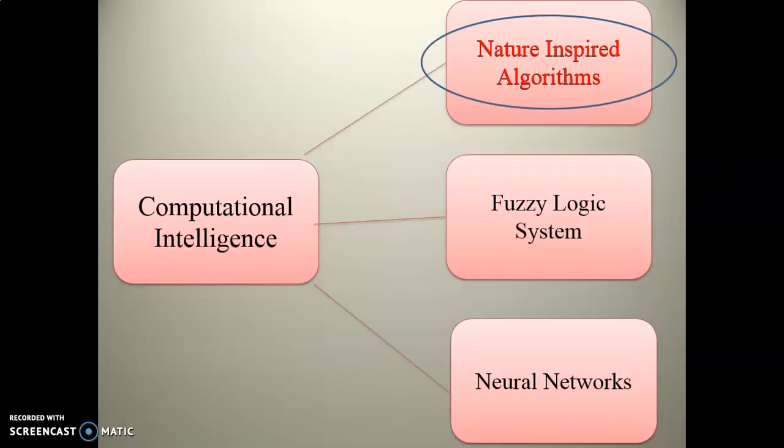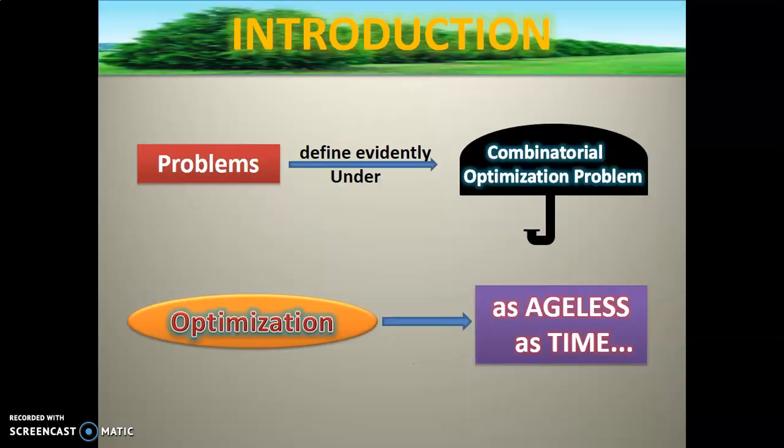Now these all are part of computational intelligence. Computational intelligence basically has three things: nature inspired algorithms, fuzzy logic systems and neural networks. Our focus will be on bio-inspired optimization techniques, which come under the area of nature inspired algorithms. So we'll be discussing nature inspired algorithms. These problems are defined under combinatorial optimization problems. First we'll discuss what optimization is and then we'll come to bio-inspired computing techniques.